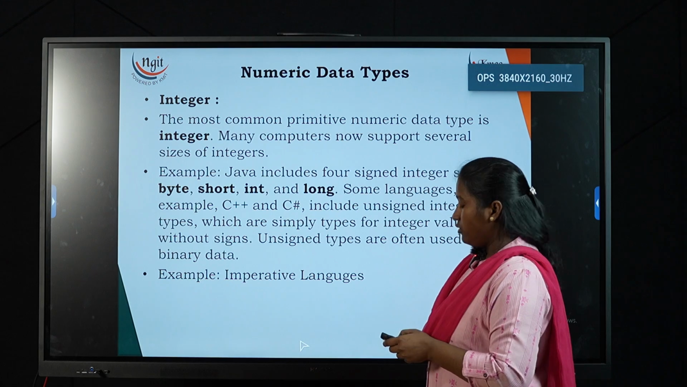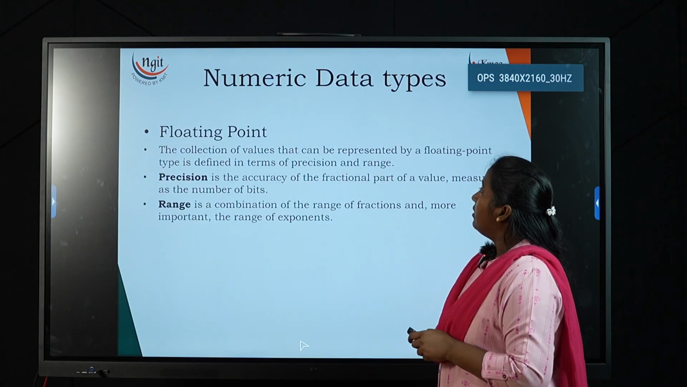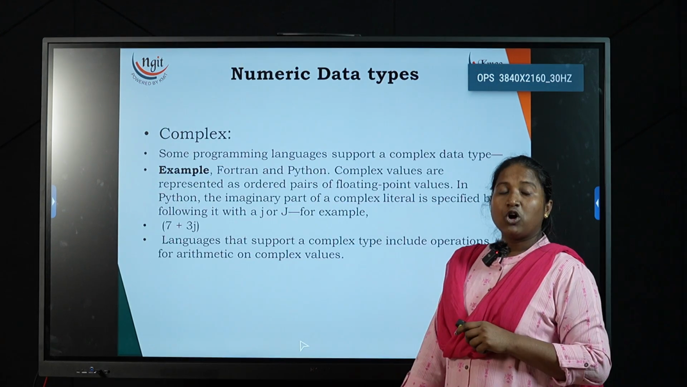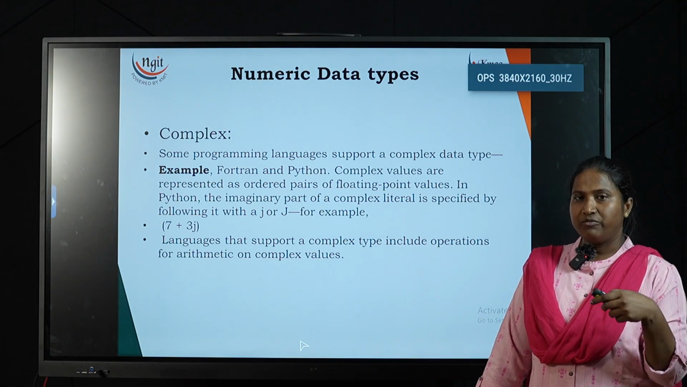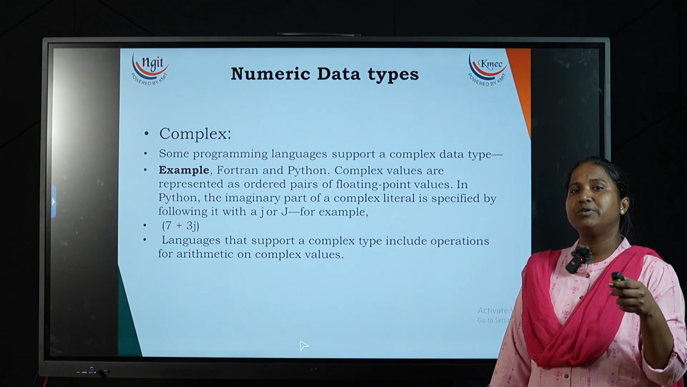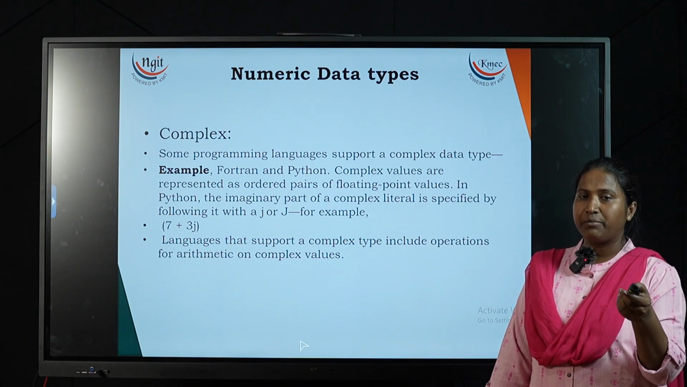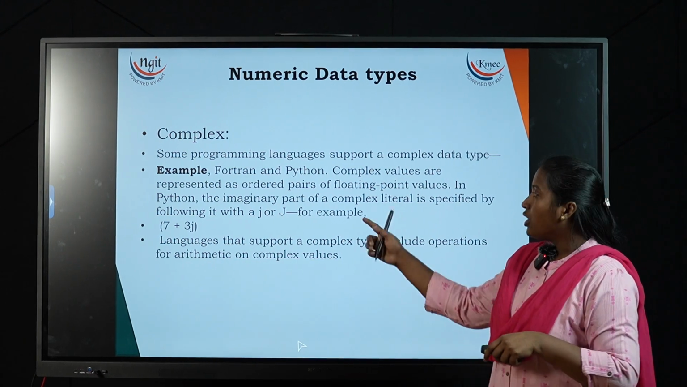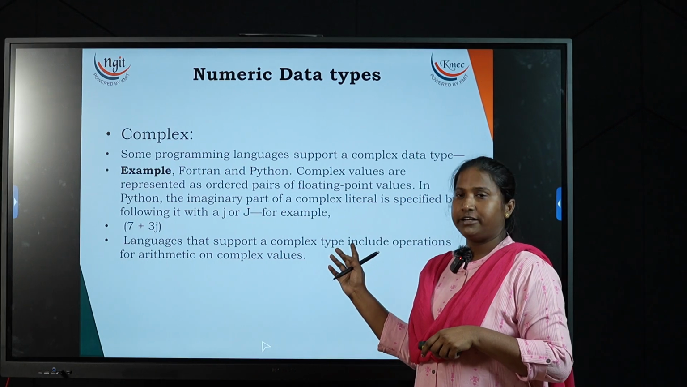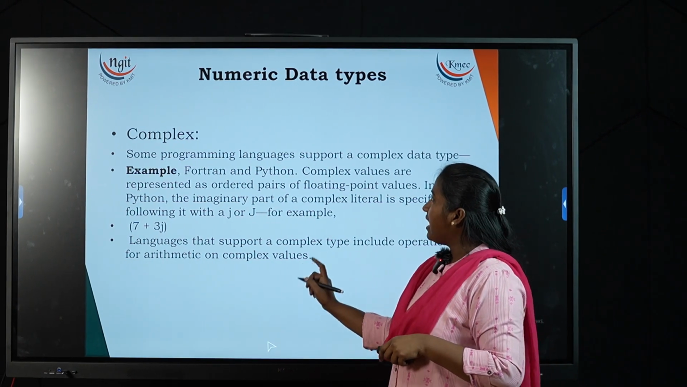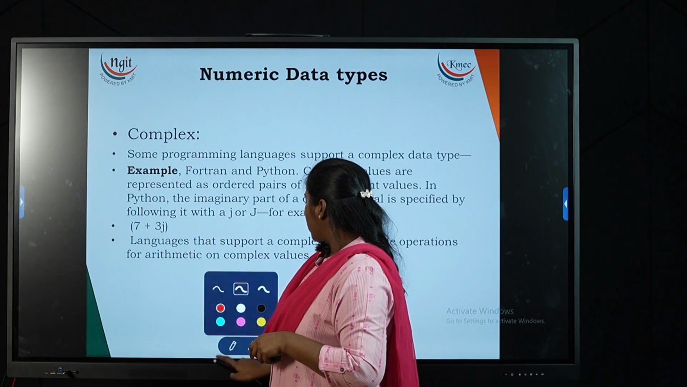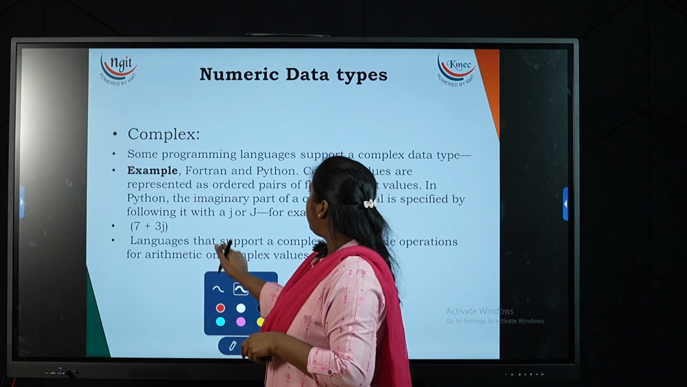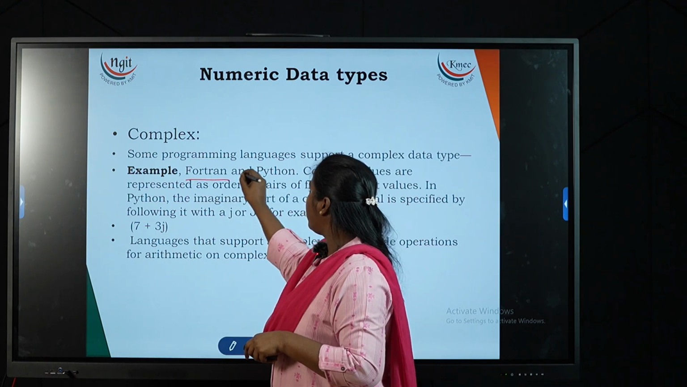And the next is complex. Complex is a primitive data type. I told you in the beginning of the video that a data type is said to be primitive if and only if it can be defined in its own terms. Complex is a primitive data type. In the programming languages I have specified here, which are Fortran and Python, you can define complex as it is.